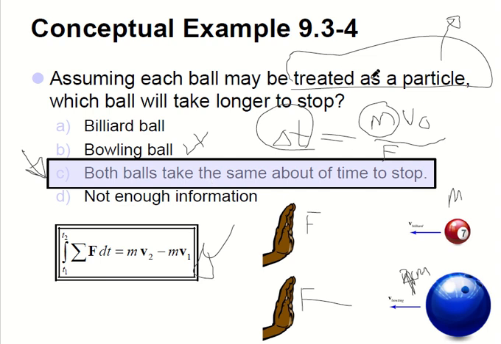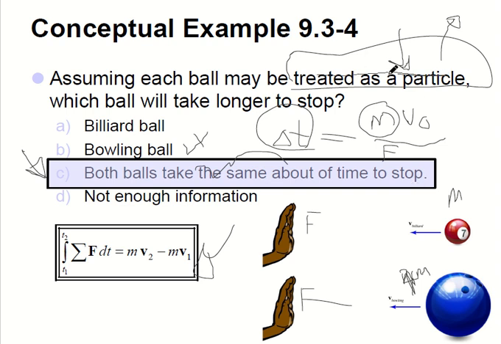So if we treat this as a particle, then both balls take about the same amount of time to stop. So that's what I would say. This 'about' has to be here: take about the same time to stop. Even I got it wrong, because I missed this. Treat it as a particle, so both of them take the same time to stop.